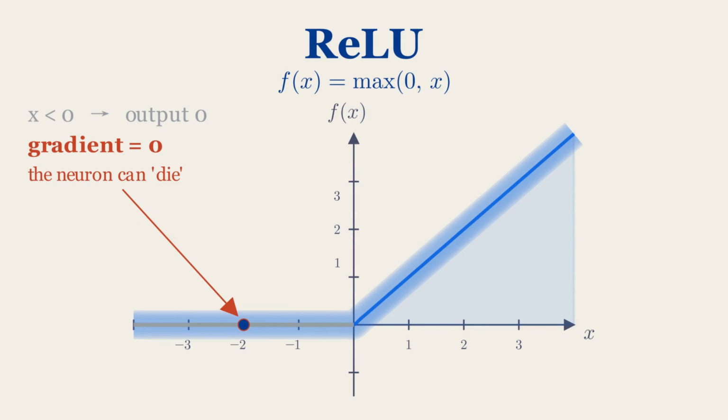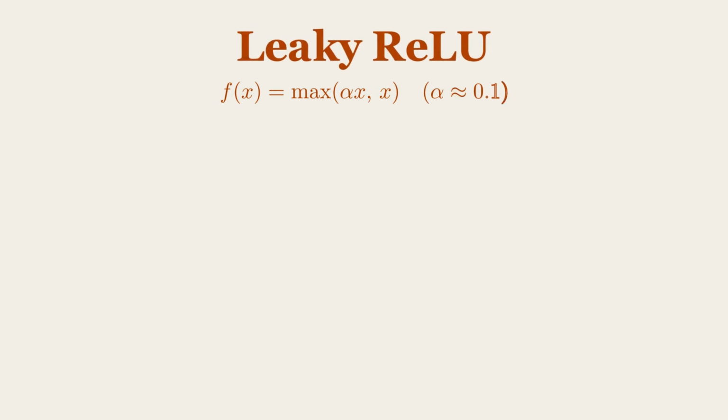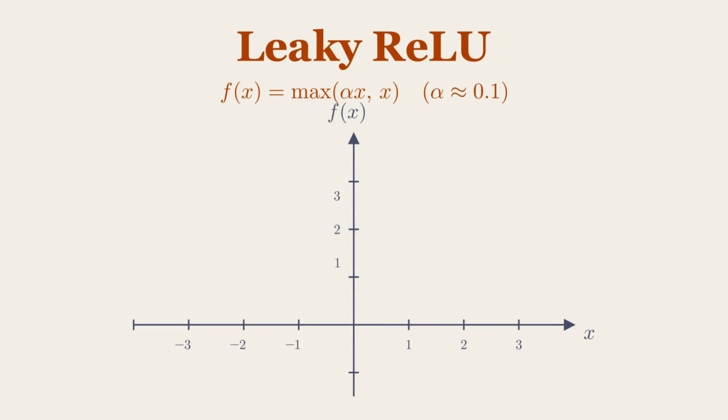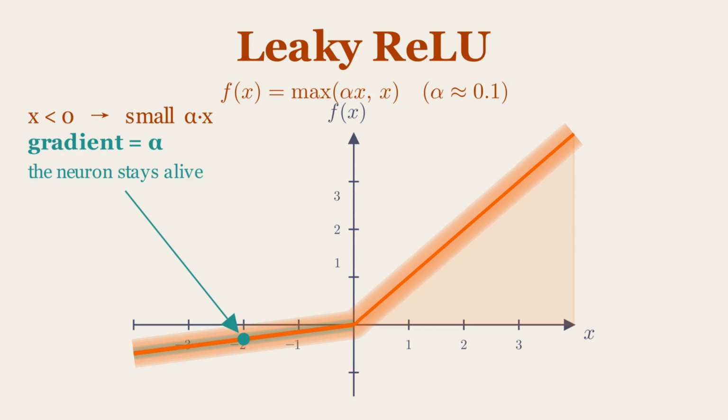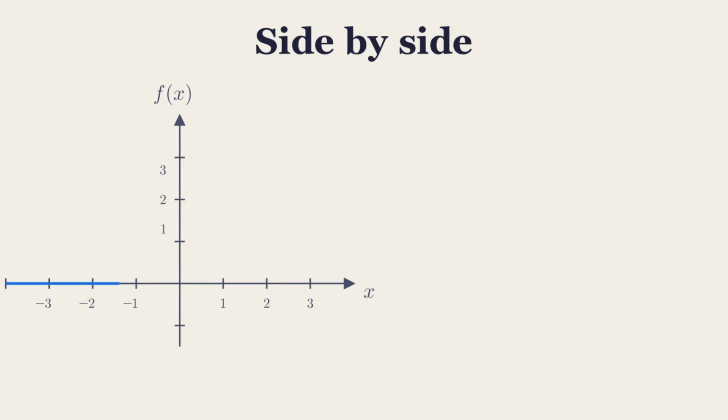Leaky ReLU fixes this with one small change. Instead of flattening the negative side down to 0, it lets it leak, keeping a gentle downward slope controlled by a small number called alpha, usually around 0.1. Now, when the input is negative, the output is a small negative value instead of nothing, and the gradient is alpha instead of 0. That tiny leak keeps the gradient alive, so the neuron can always recover and keep learning.